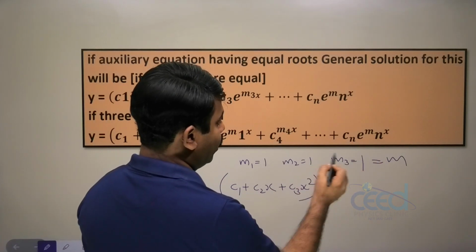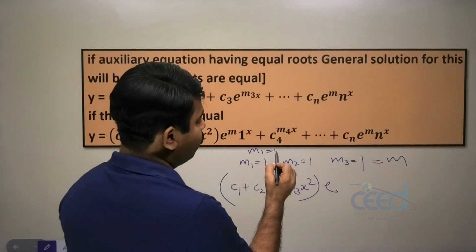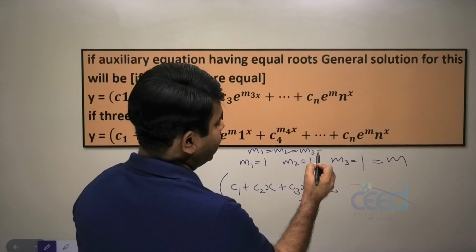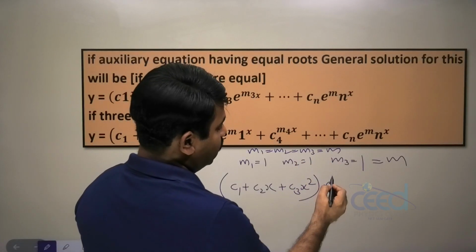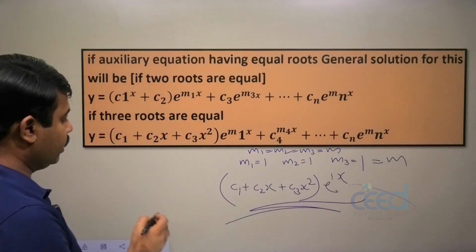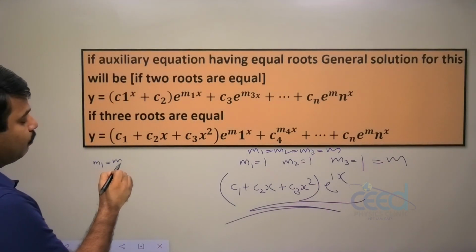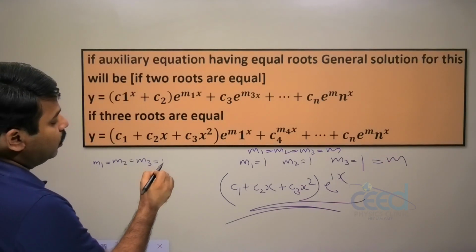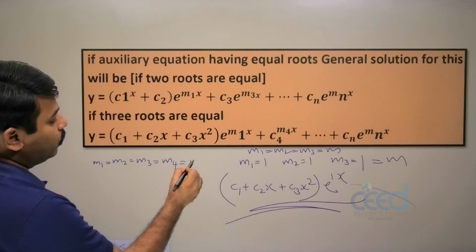m is what? 1. So m1 equal to m2 equal to m3 equal to m, say 1. Then the solution is e raised to 1x. If four solutions are equal, say m1 equal to m2 equal to m3 equal to m4, you get them equal to m.